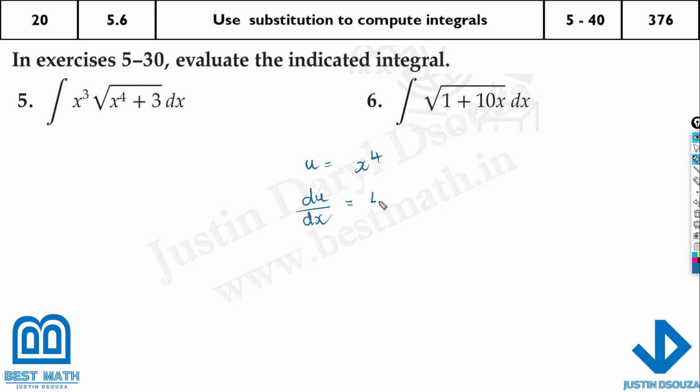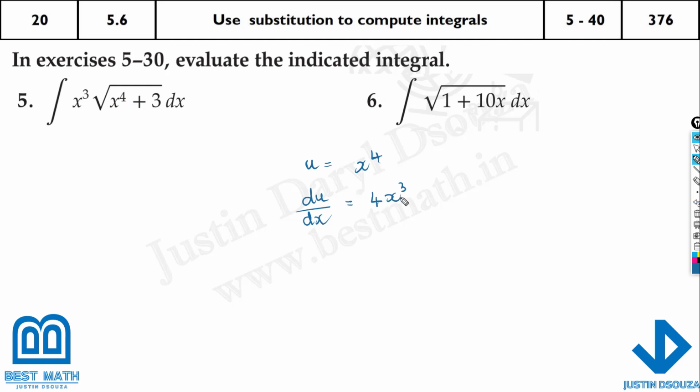This is going to be 4x power 3. This is differentiation, not integration. Integral is what we are solving. Integration is what we are doing. But in order to do that, this u substitution involves differentiation at the beginning. Why do we do this? Now imagine we assumed u to be x power 4. We can apply this as u, but what about this dx? And what about this x cube? No, we cannot solve that.